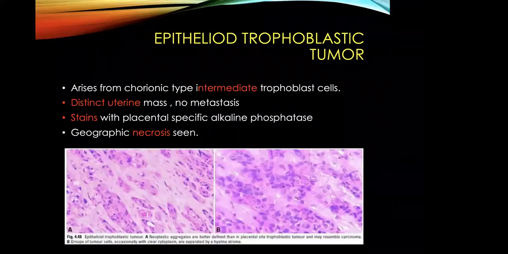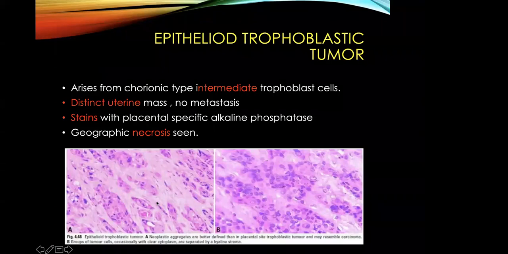The third type is called epithelioid trophoblastic tumor, and it arises from the chorionic type, that is the intermediate cells. There are distinct uterine masses, there is no metastasis, and on immunohistochemistry it stains with the placental specific alkaline phosphatase enzyme, and there is a geographic necrosis seen.